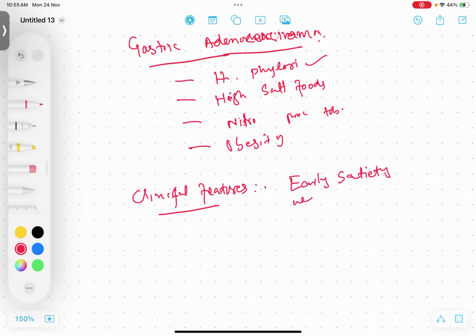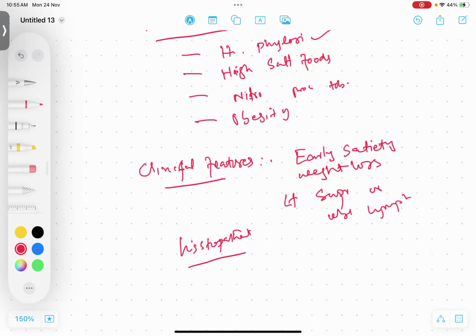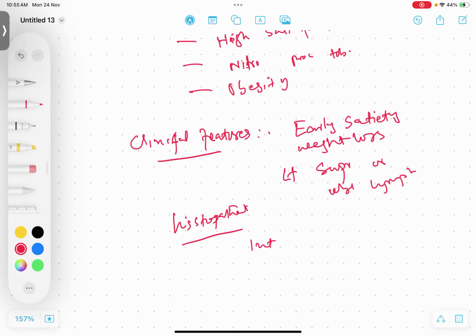Weight loss, of course. Maybe abdominal pain. Yeah, there will be this epigastric pain along with melena. You will also see a left supraclavicular or periumbilical lymphadenopathy, right? And histopathology, you will see there are actually two types, right? One is intestinal and one is diffuse, right?